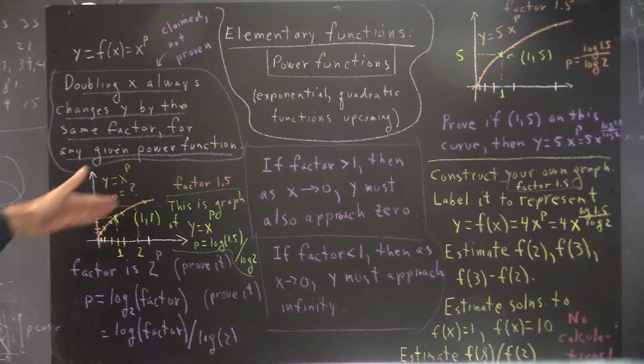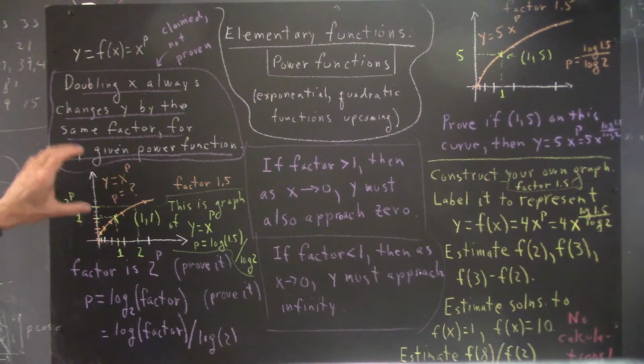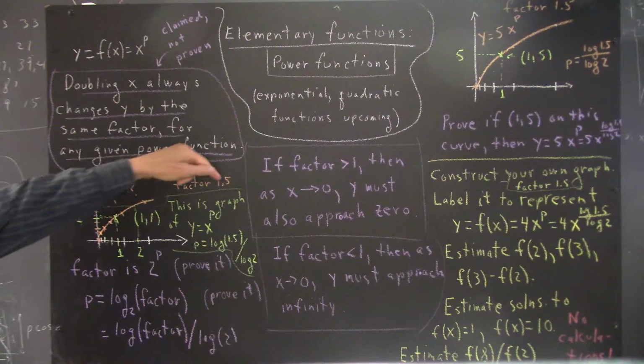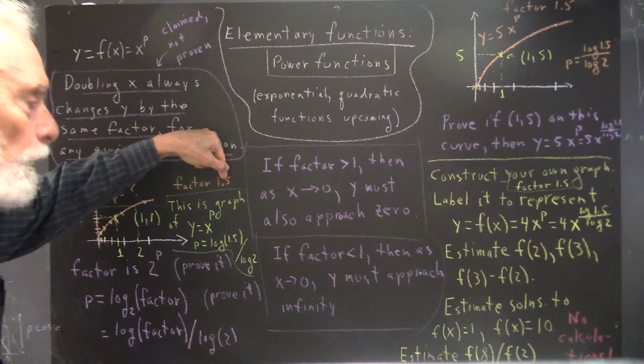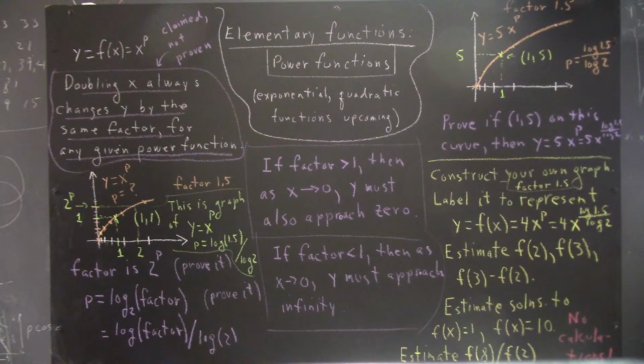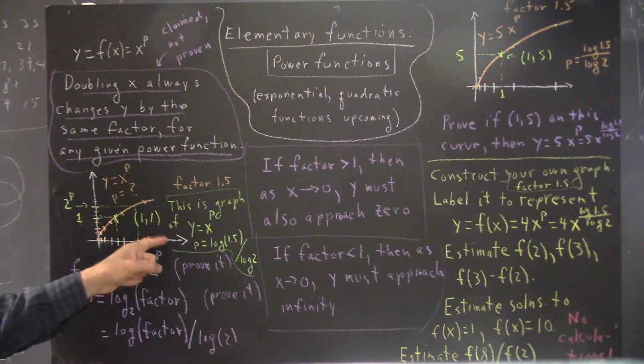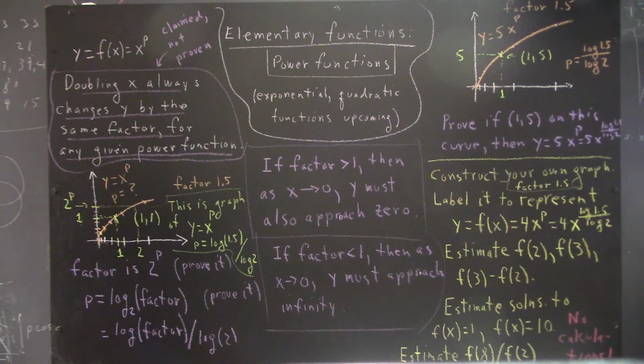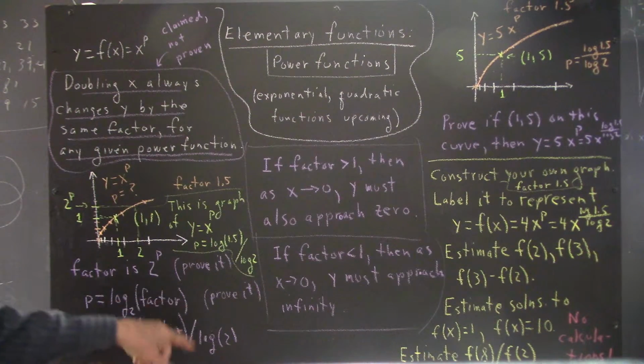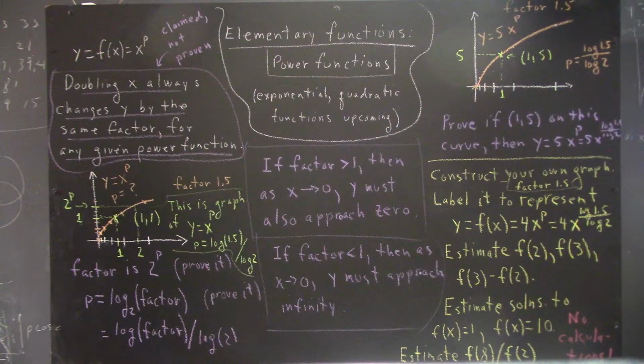So now we have a graph, and this is the graph of the y equals x to the p power function. We don't know what p is, but now the y factor is 1.5. So we can say this is a graph of y equals x to the p. Well, I'm getting ahead of myself. Let's go down here. Okay, in purple I've written things that need to be proven.